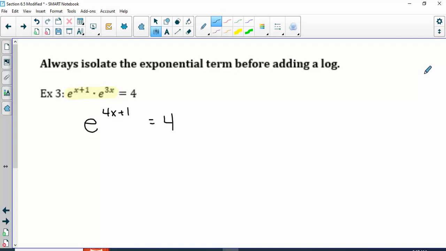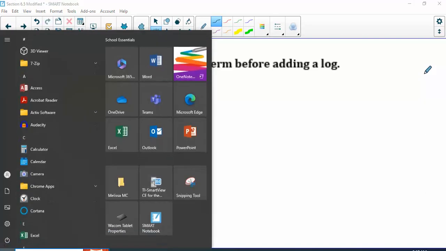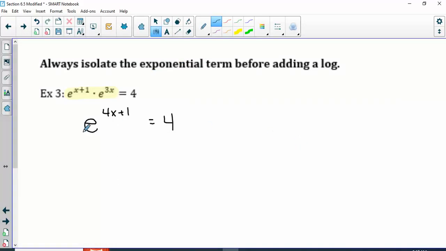All right, now we have two options here. We need to add a log to each side, and you could do whatever the regular log like we have been doing. But if there's an e, I prefer the natural log. It doesn't make a difference. You'll get the same answer, but this is a little bit nicer.